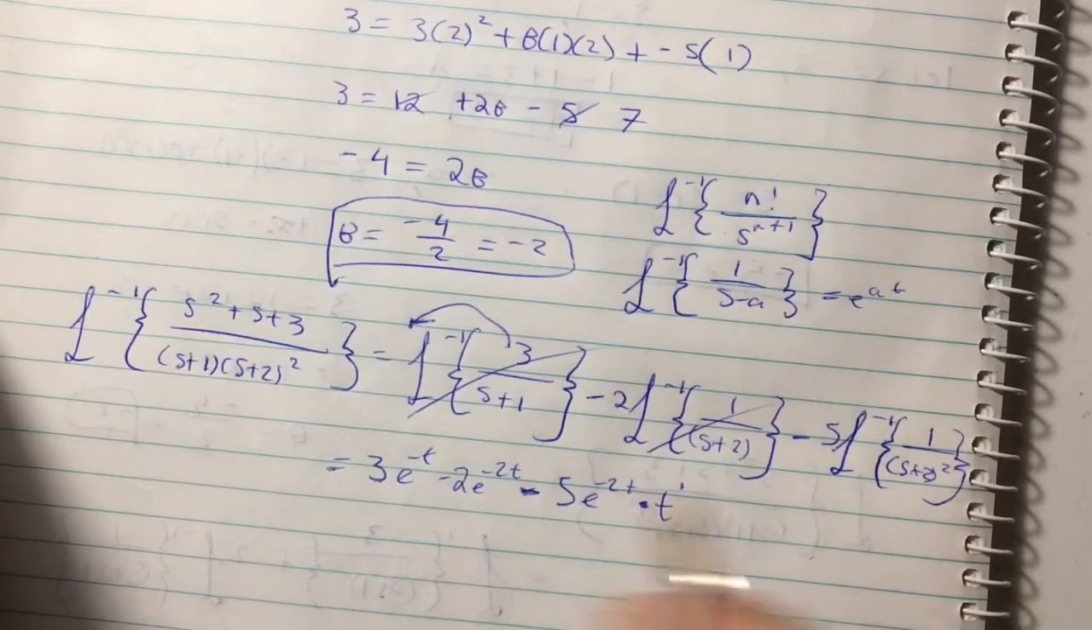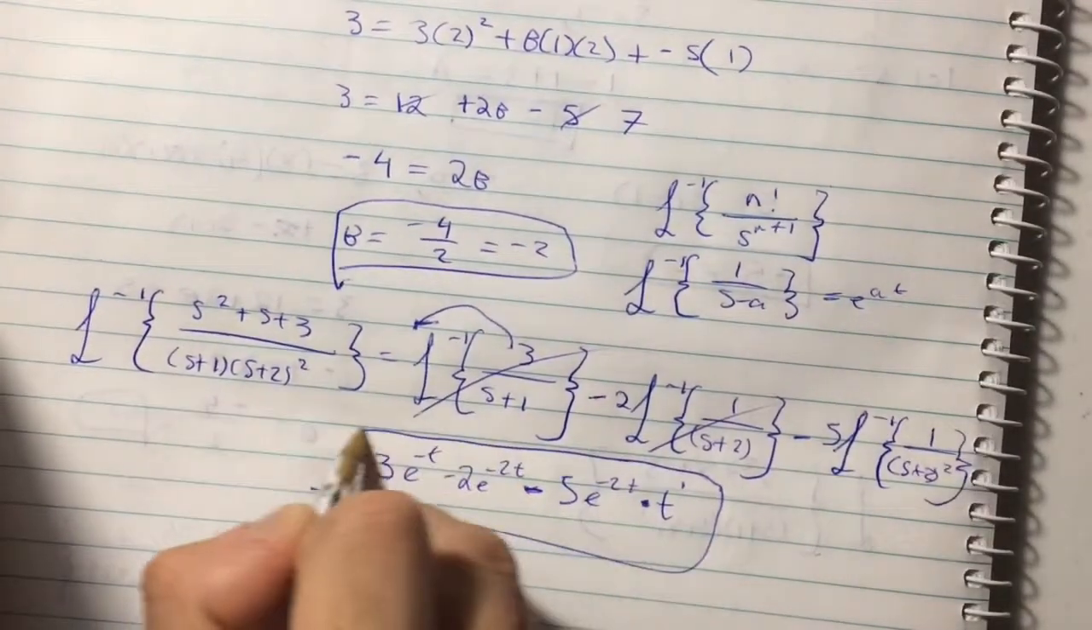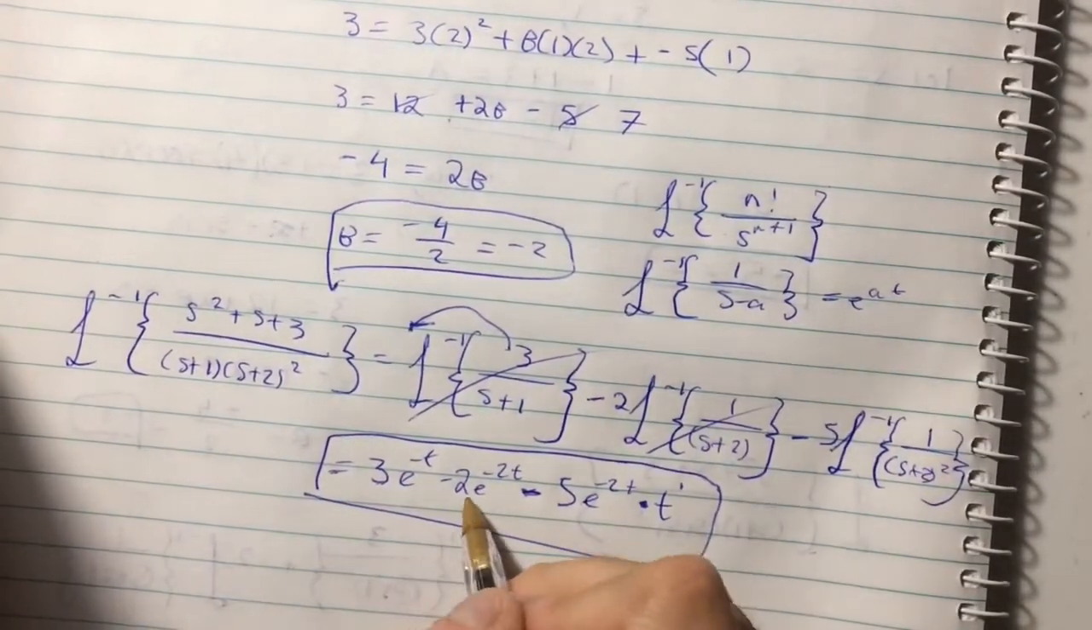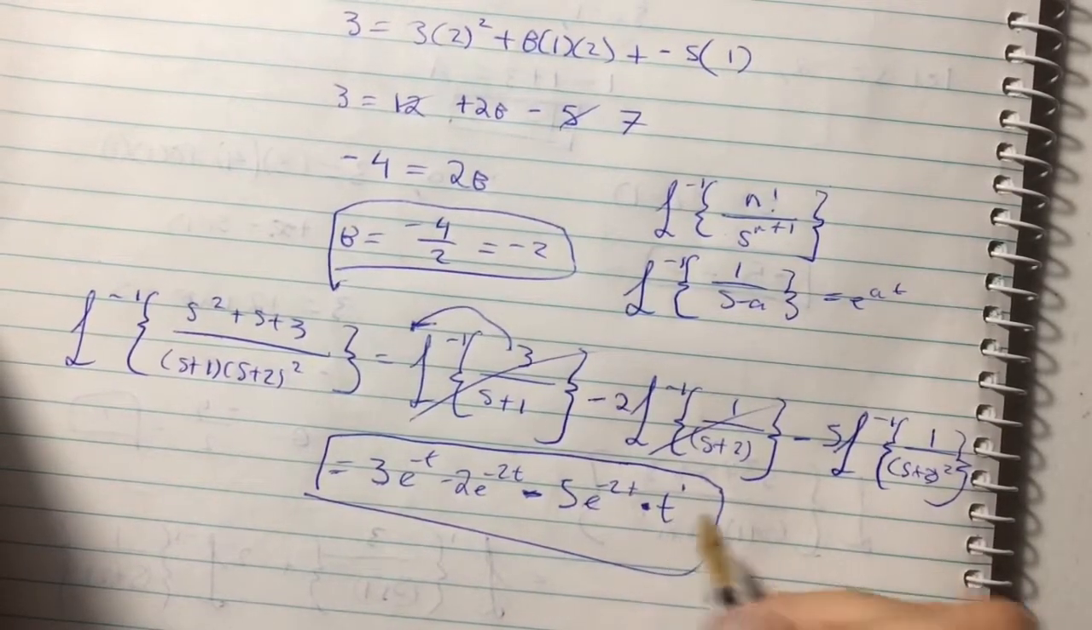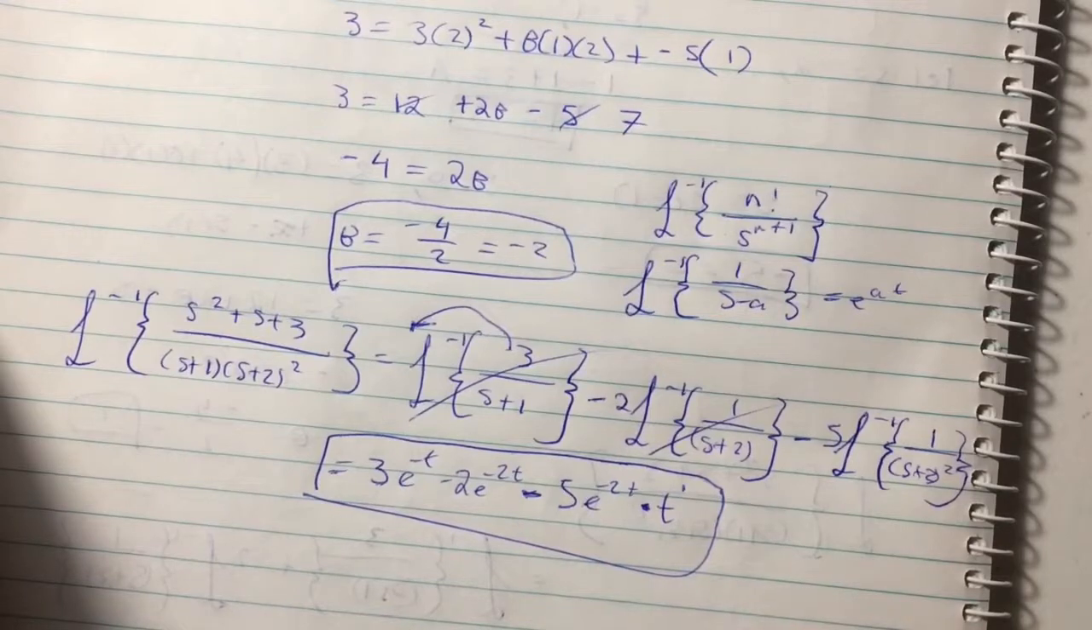So the final answer is 3e to the minus t, minus 2e to the minus 2t, minus 5e to the minus 2t times t. That's it. Pretty easy example, but again, as I've said, I'm going to build them up. I'm going to show all the different tricks of the trade.